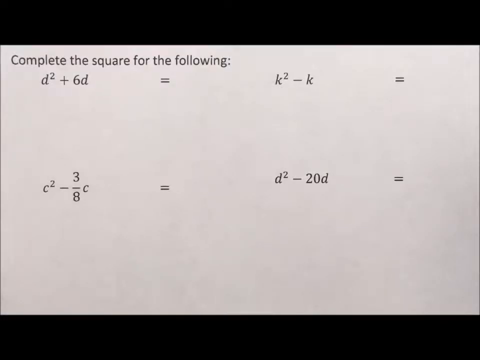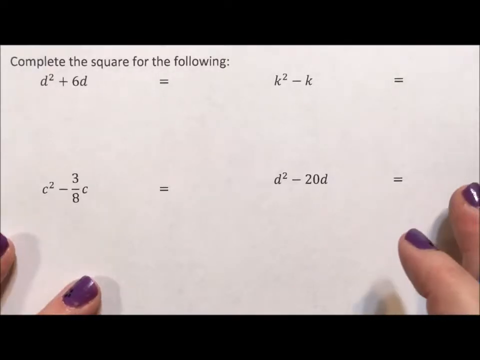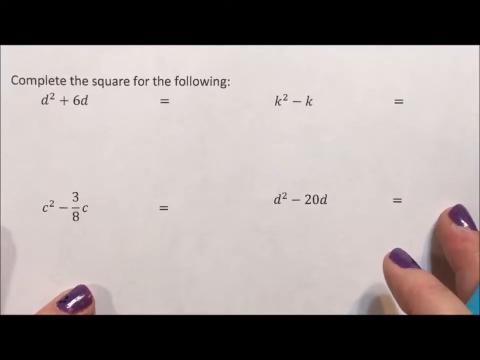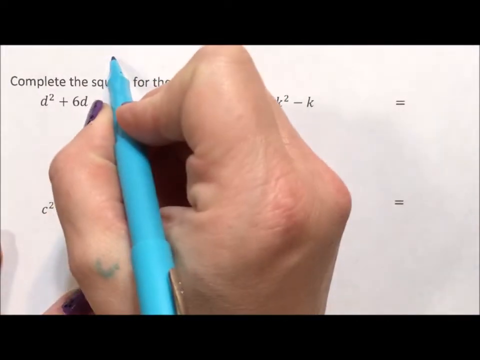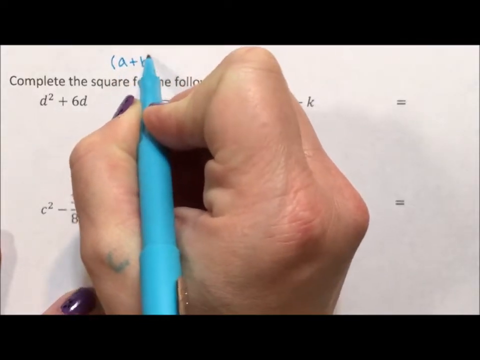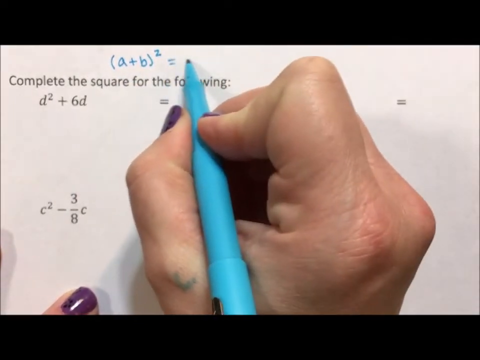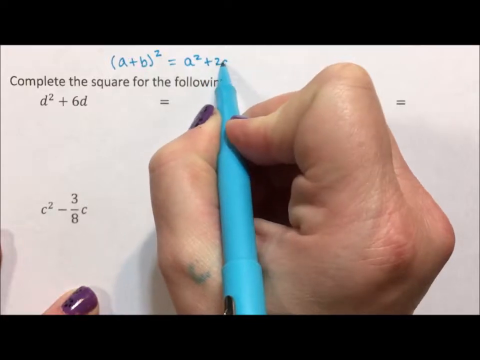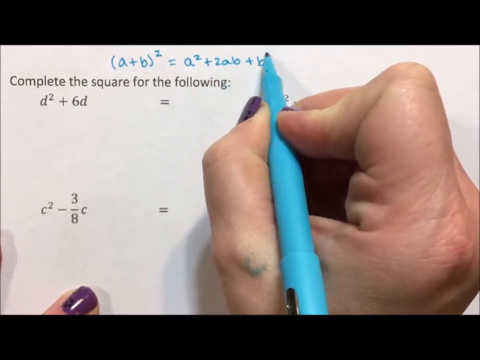Today I'm doing a series of videos of solving polynomials. In this one, I am specifically solving by completing the square. Before I solve by completing the square, I want to give a little bit of information about where this is coming from. If I have (a plus b) squared, this equals a squared plus 2ab plus b squared.